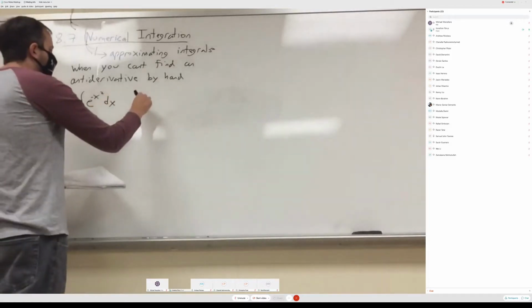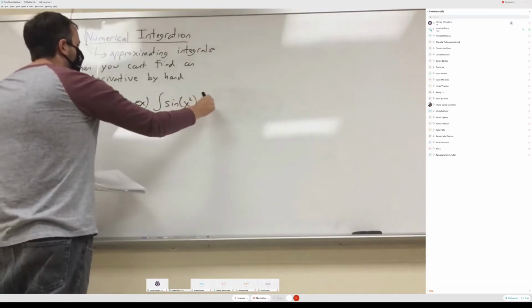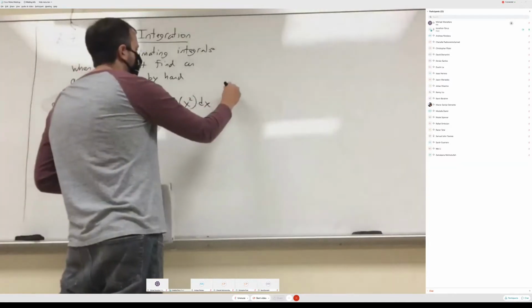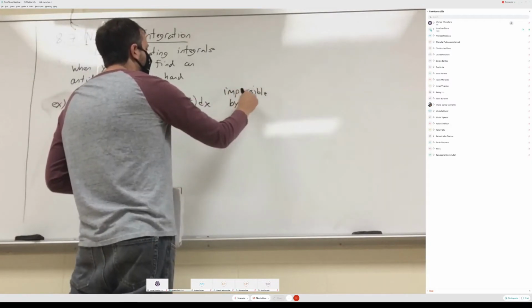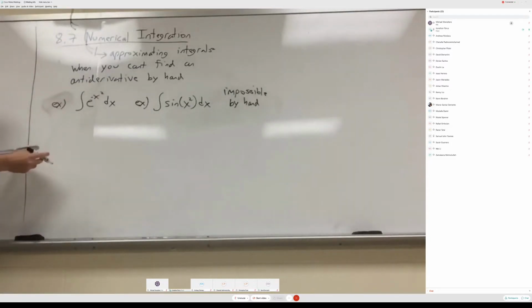Another thing that's actually pretty common is trig functions with the argument squared. So we know how to do sine squared x, but sine of x squared, literally impossible. So these things are both impossible by hand. Even if we wanted to do things by hand, we couldn't.